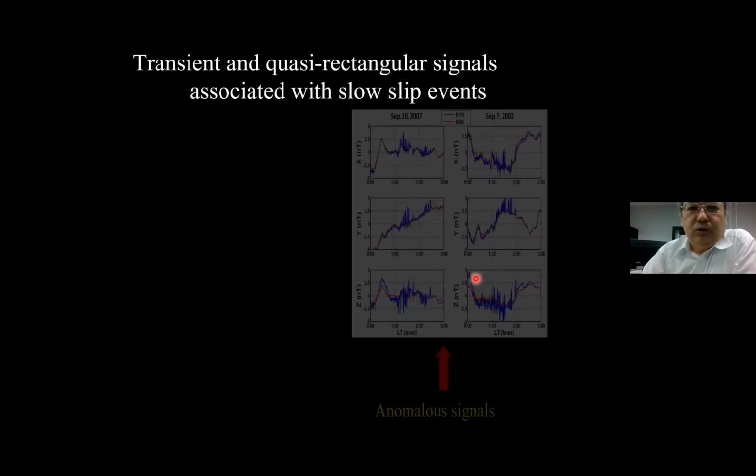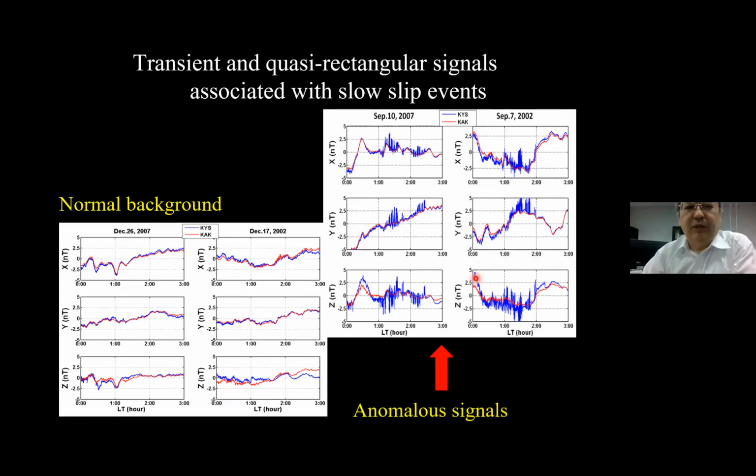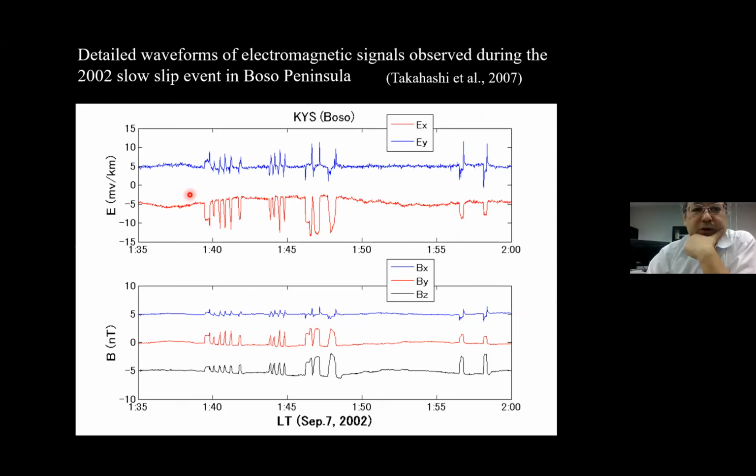And also at the nearby station, we had a slow slip event. At that time, we have a very, very unusual structure even in nighttime. This is the normal background case, nothing happened. The reference station and the target station, the blue cloud, have quite similar variation. But during the slow slip, we have this kind of, how to say, impulsive signal. Actually, we have this kind of rectangular or impulse signals. This is the magnetic data. This is the electric data nearby.